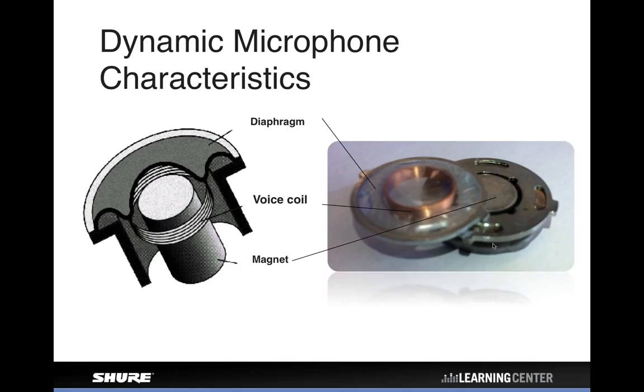Most of our dynamic mics at Shure have what we call a pneumatic shock mount, which significantly reduces handling noise in the product. So the SM58, the SM57, the Beta 58 all have pneumatic shock mounts inside of them, which help reduce handling noise and stage vibrations from entering your dynamic mic.